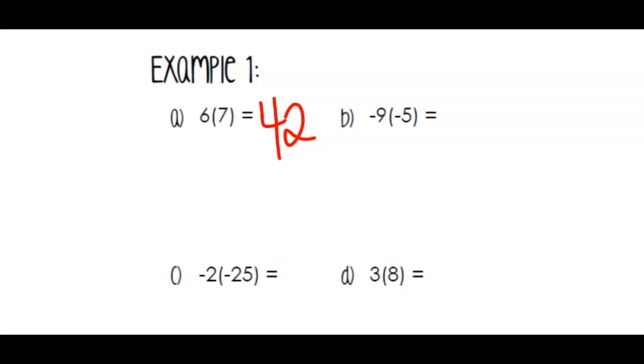If we go to B, we have negative 9 times negative 5. Well, 9 times 5 is 45. And it was a negative 9 times a negative 5. They're both negative. They're both the same. So it actually is going to be a positive 45 also. As weird as that sounds, because we're used to having, if you have this many negatives and this many negatives, you just have more negatives. But for multiplication and division, it's different. If the signs are the same, it's always positive.